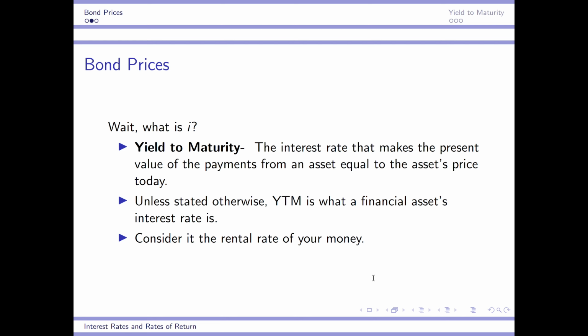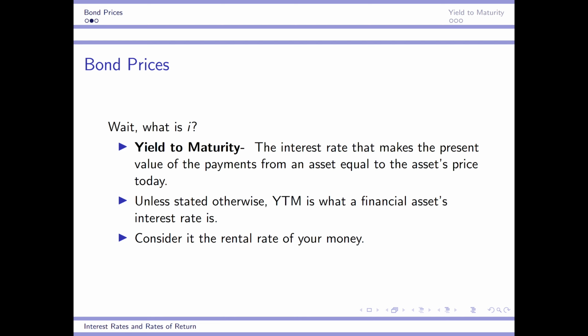But if you'll notice, I missed a very important detail, which is what is i? If we don't have the interest rate, we can't calculate the price. And with coupon bonds, i is called the yield to maturity. And the yield to maturity is just the interest rate that makes the present value of all the payments from an asset equal to the asset's price today.